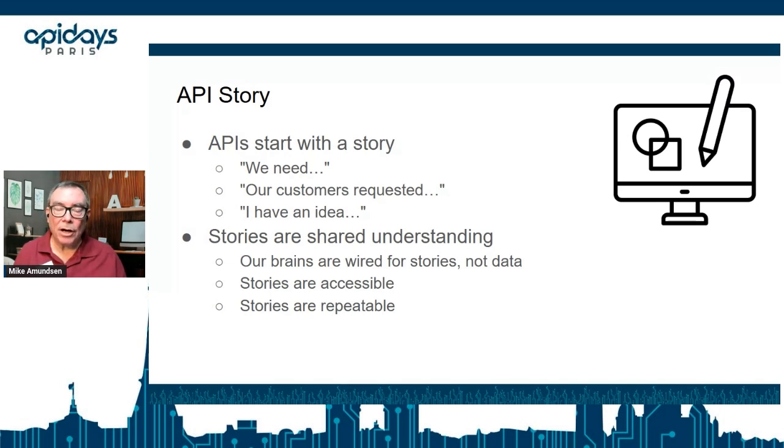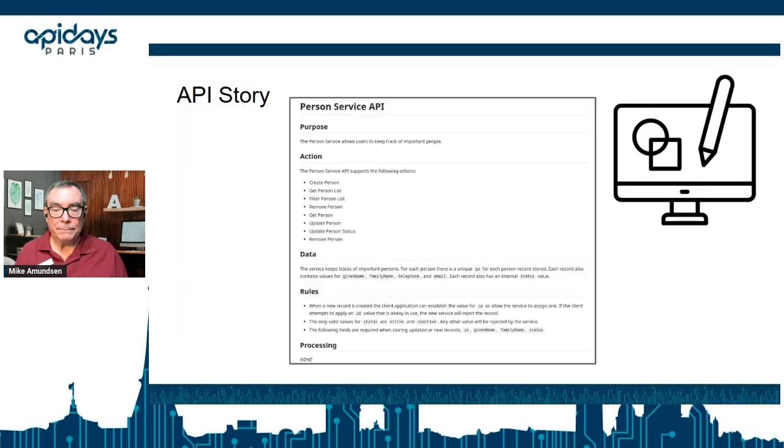Stories are shared understanding. Our brains are wired for stories. We don't really remember data and statistics very well, but we always remember a good story. Stories are also accessible. API stories that explain why we're doing this and who it's affecting are something that everyone can participate in, whether you're the first day on the job or whether you're the CEO or CIO. Everyone has an idea of what the stories can be. And stories are repeatable. Once you create a good story for your API project, you can share it and repeat it, and others will share it as well. And that gives it a great deal of power.